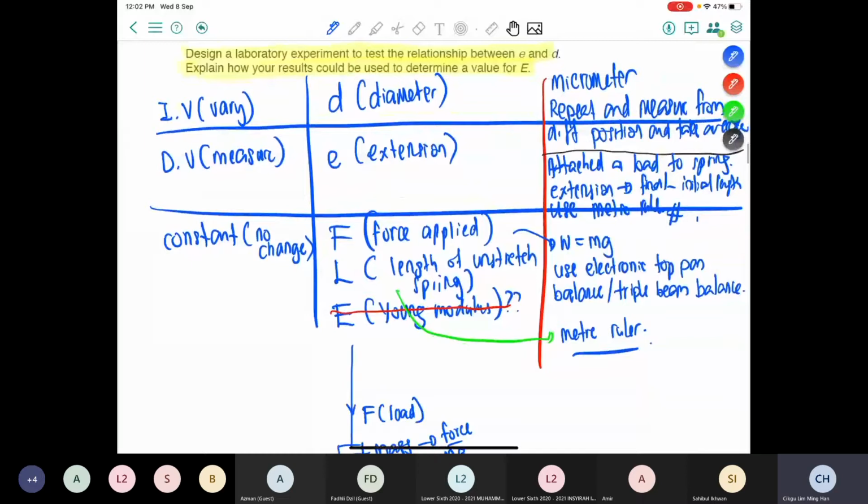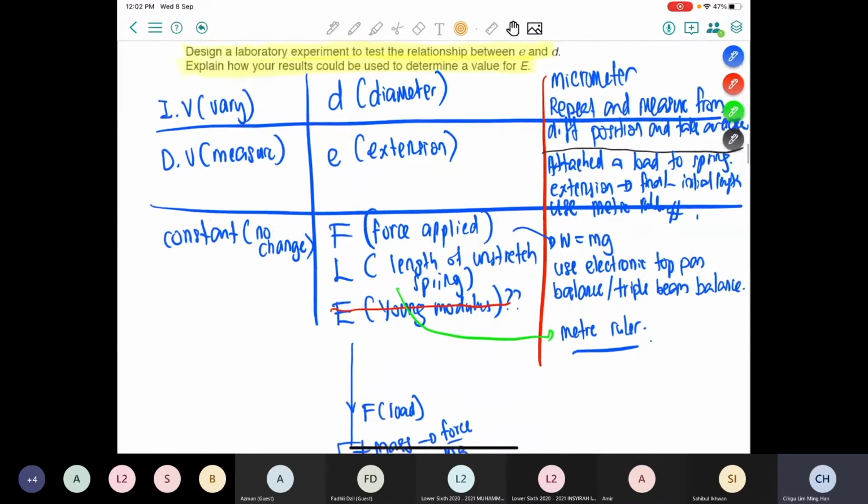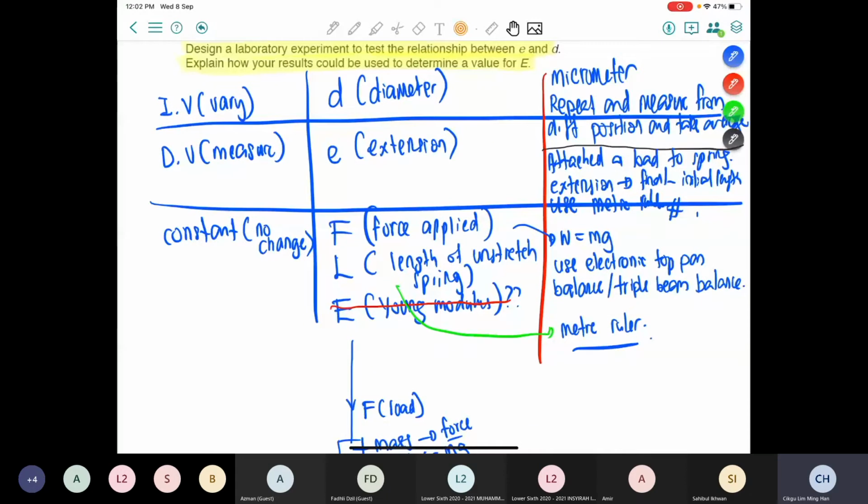So here is the summary of your measurement: which are the variables, which are the constants, and how we are supposed to do this. Of course, we will have maybe more to do, but this is roughly what you should be able to do in the exam.